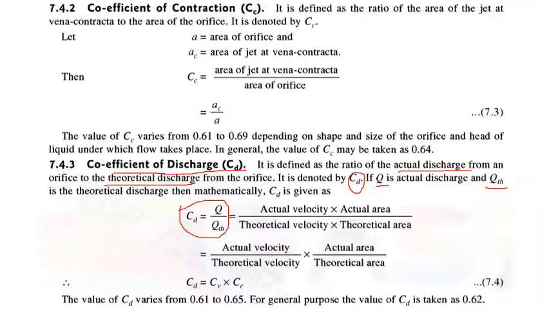So discharge is area into velocity, right? We know that Q is equal to A into V. So Cd is equal to actual area into actual velocity divided by theoretical area into theoretical velocity. This can be split up as actual velocity by theoretical velocity into actual area by theoretical area. Again, these are individually the coefficient of velocity and coefficient of contraction. So Cd is equal to Cv into Cc. And the value of Cd varies from 0.61 to 0.65. For general purpose, the value of Cd is taken as 0.62.